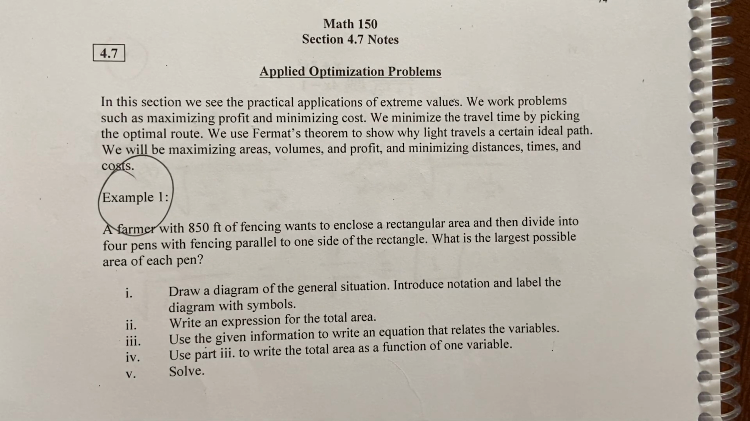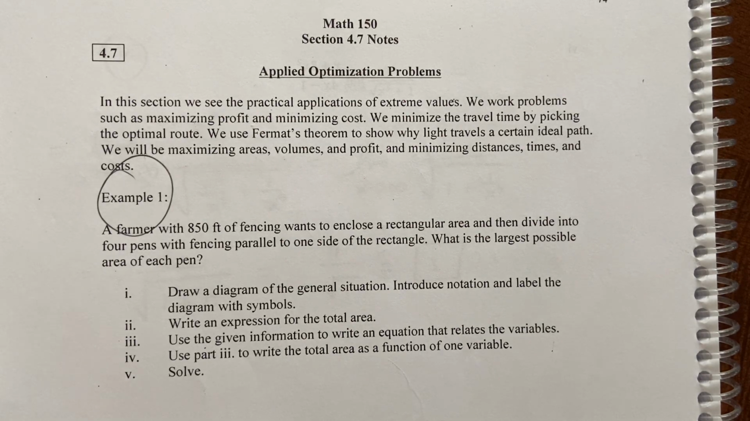So in this first problem, we have a certain amount of fencing, and the question is, what is the largest possible pen that we could make if we were to make 4 pens out of this 850 foot length of fencing that we have? So there must be some geometry, some orientation that if we were to use this 850 foot length of fencing in this specific way, that we actually get the most area for our buck, essentially.